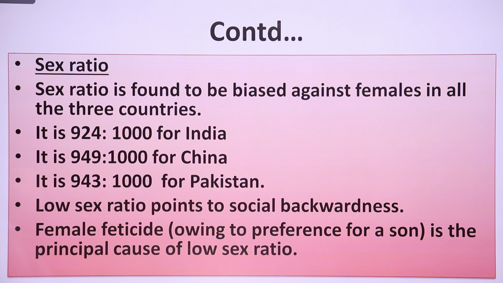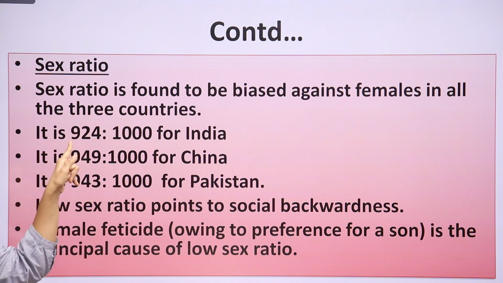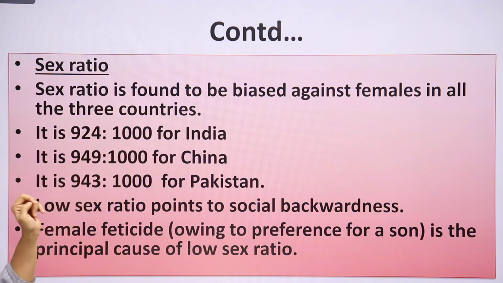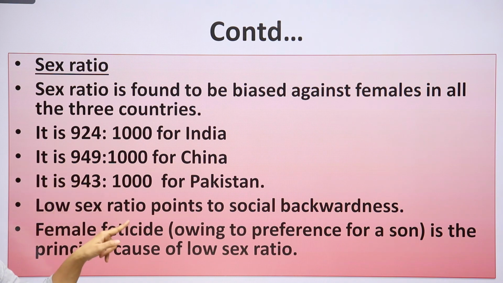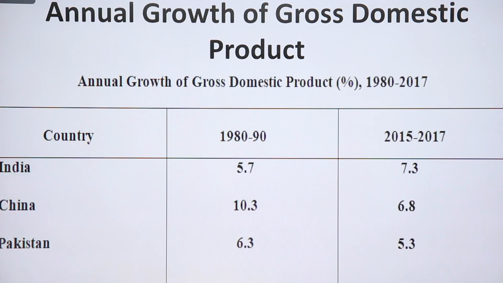Then sex ratio. Sex ratio is found to be biased against females in all the 3 nations. In India, it is 924 females per 1000 males. In China, it is 949 females for 1000 males, and in Pakistan it is 943 females for 1000 males. So in all the nations, females are fewer in number than males. Low sex ratio points to social backwardness. Female foeticide, that means killing a girl child in the womb of her mother, is female foeticide. Owing to preference for a son is the principal cause of low sex ratio. So they are killing girls in the womb, and that's why the sex ratio has become adverse.